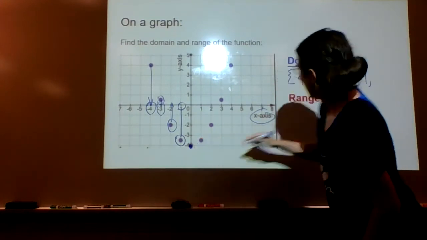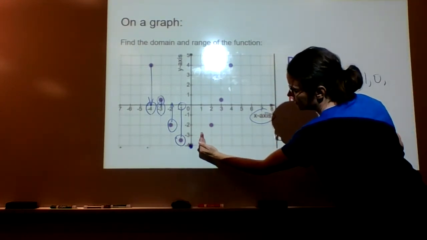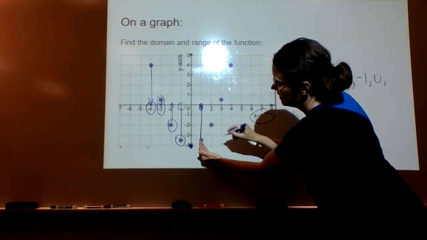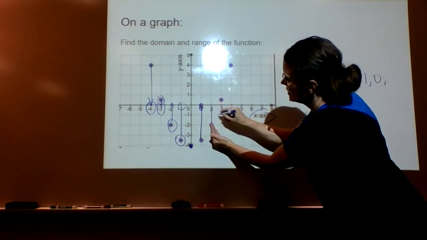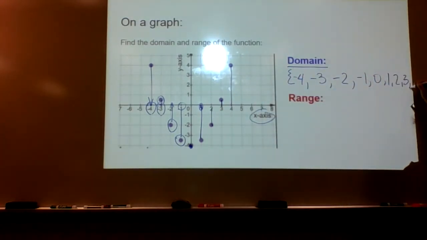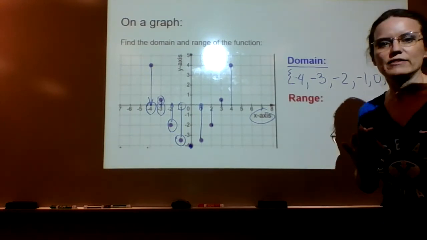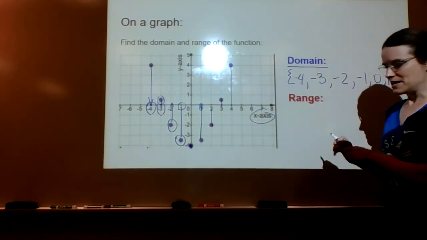This guy's right on the 0. And then over here, this guy's over at 1. See? This guy's over at 2. This guy's over at 3 and 4. So 1, 2, 3, and 4. And they can't go off the screen, you'll live. Are all in my domain.